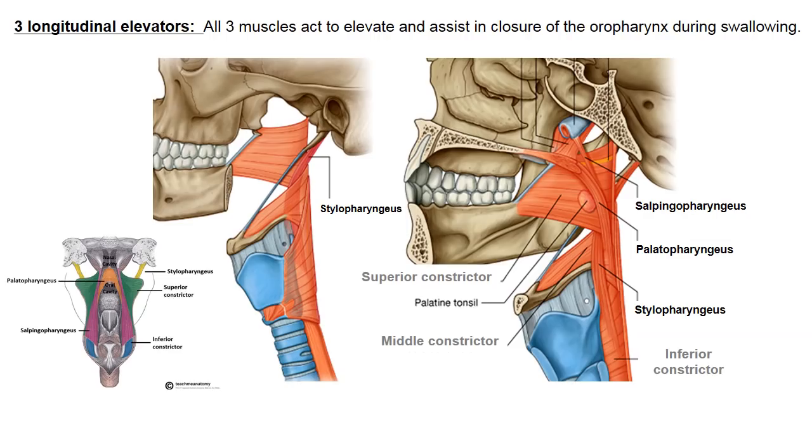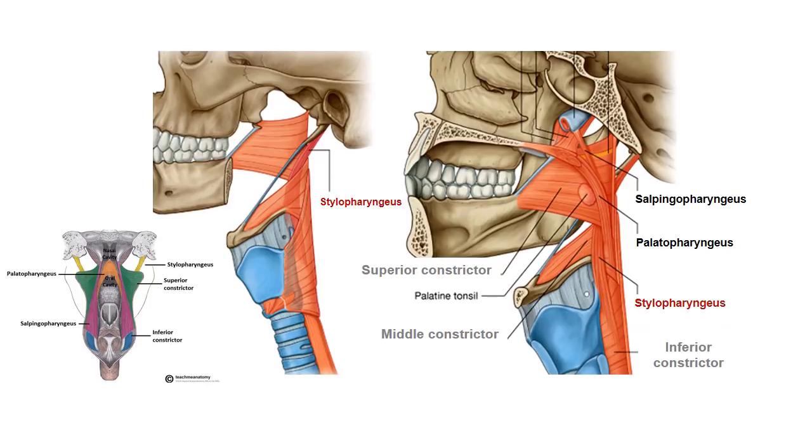In addition to the 3 constrictor muscles, there are 3 longitudinal elevators of the pharynx. All 3 of these muscles act to elevate and to assist in the closure of the oropharynx during swallowing. The stylopharyngeus muscle rises from the styloid process, passes inferiorly in between the superior and middle pharyngeal constrictors, and attaches onto the pharyngeal constrictors themselves. Stylopharyngeus is innervated by cranial nerve number 9.